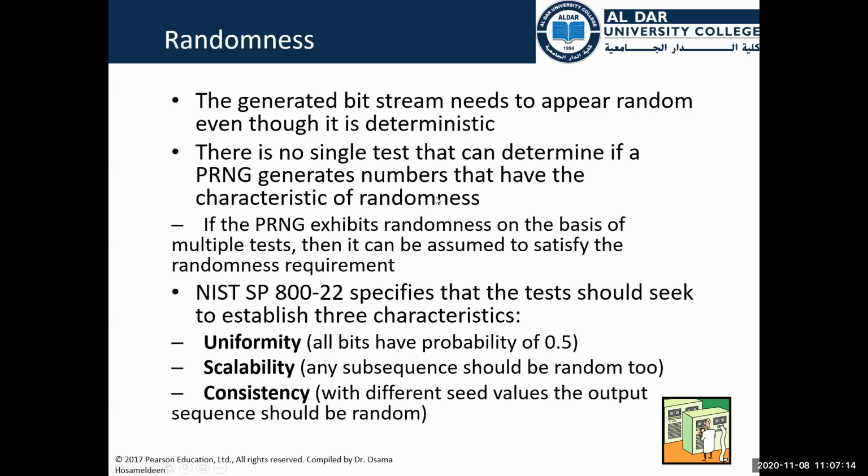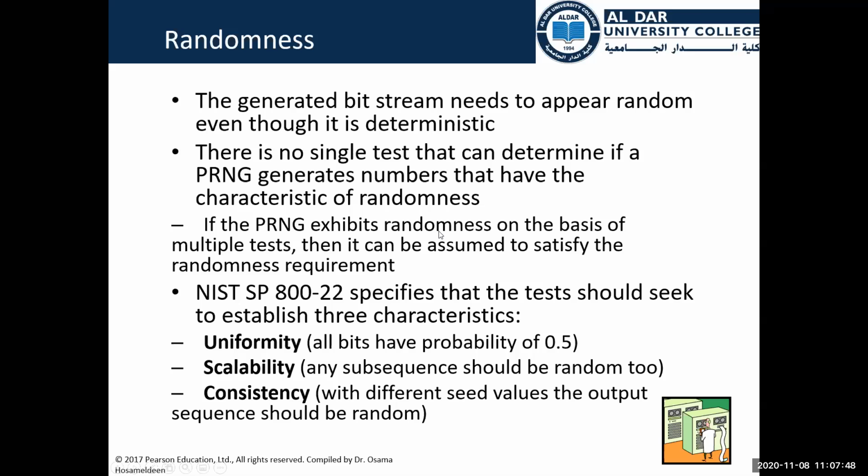And there is no single test that can determine if a PRNG generates numbers that have the characteristic of randomness. We cannot have a single test. We have many tests. You cannot apply one test and then check the randomness. This is impossible. You have to check more than one test. That's why he said there is no single test. Actually, there are many tests. I will tell you about three of them in the upcoming slide.